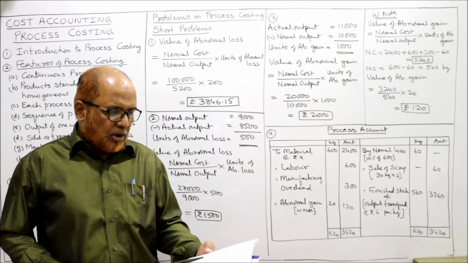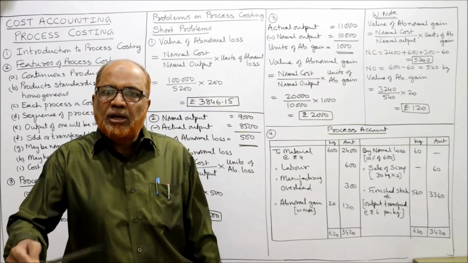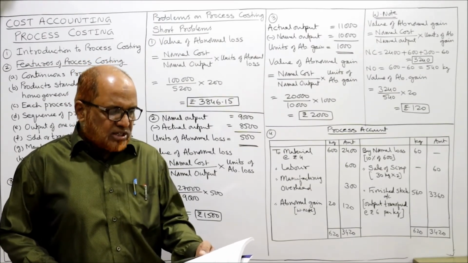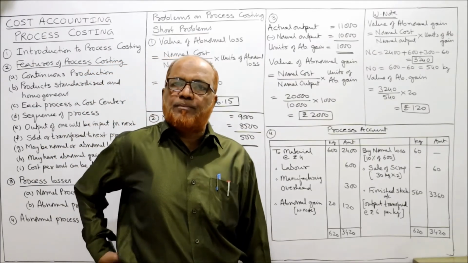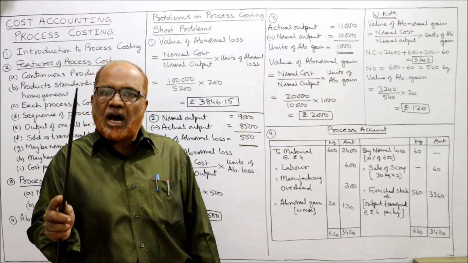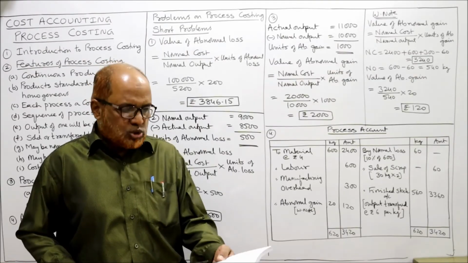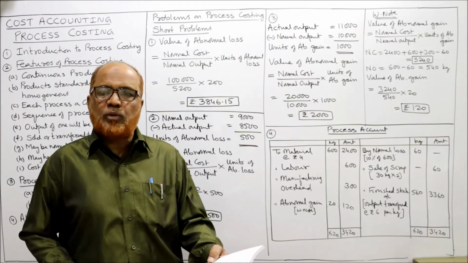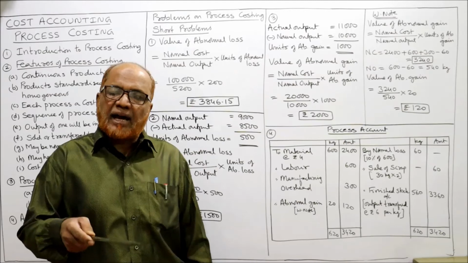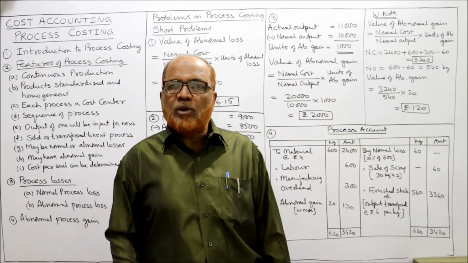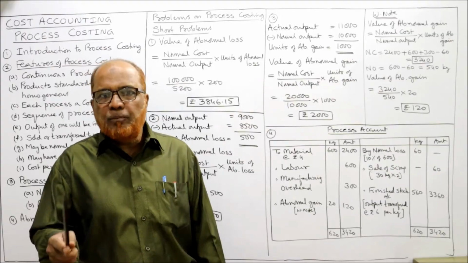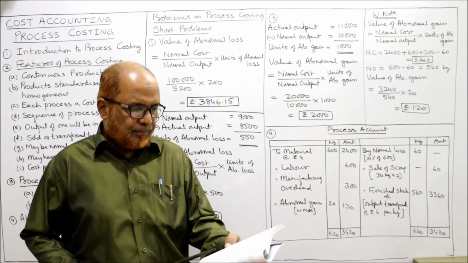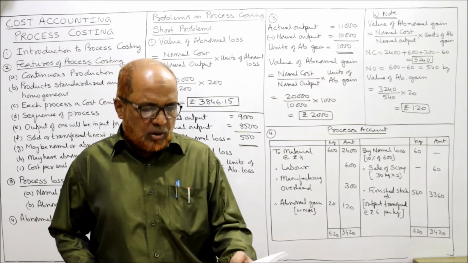The normal loss in the process has been estimated 10%. So 10% of the input in kilograms is the normal loss, and half of which can be sold as scrap for rupees 2 per kg. So half of the normal loss is sold at rupees 2 per kilogram. The actual production obtained from the process is 560 kilogram. Actual output given. When the input and actual output is given, definitely there may be abnormal loss or abnormal gain. So compare both to find out whether it is abnormal loss or abnormal gain. Prepare the process account showing the cost per kilogram of the output.